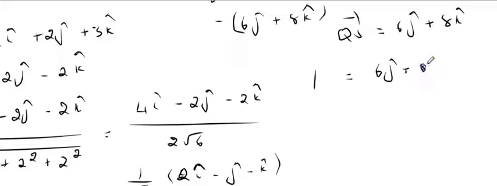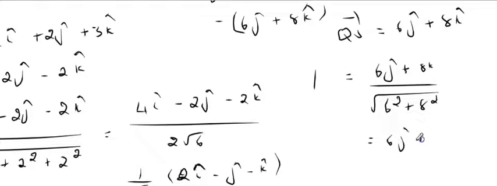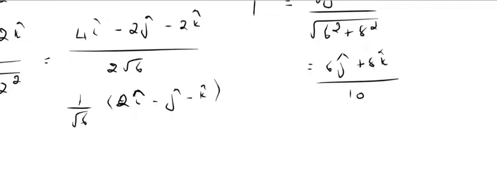6j plus 8k over root of 6 squared plus 8 squared, which is nothing but 6j plus 8k divided by 36 plus 64 is root 100. Root 100 is nothing but 10. Now I can take the 2 as the common factor and write it as 1 by 5 over 3j plus 4k. So these are the respective unit vectors.